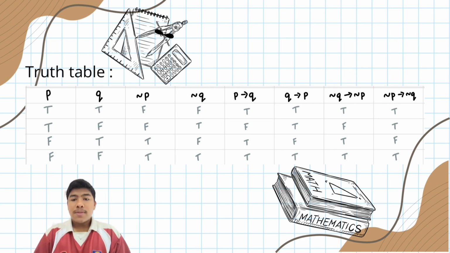However, Q implies P, which is the converse, and not P implies not Q, which is the inverse, do not always have the same truth value as the original implication. Therefore, the truth table helps us verify the relationship between implication, converse, contrapositive, and inverse.